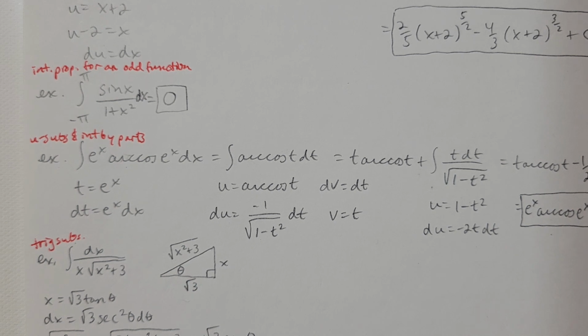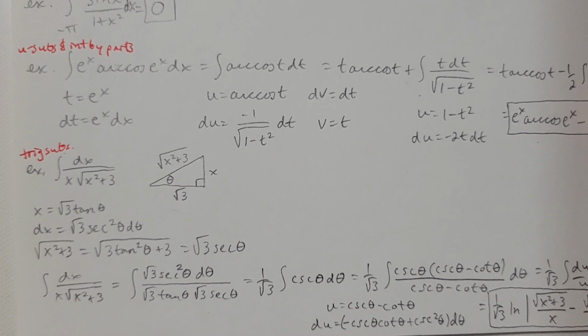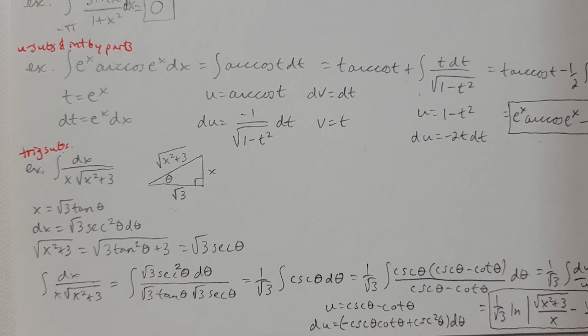Okay, so if we try another one here, what if we integrate e to the x times the arc cosine of e to the x dx? There's two ways that I can do this. One is I can start off with a u substitution and then use integration by parts, or I could just use integration by parts. That makes it more difficult though, because I keep track of more things going on.